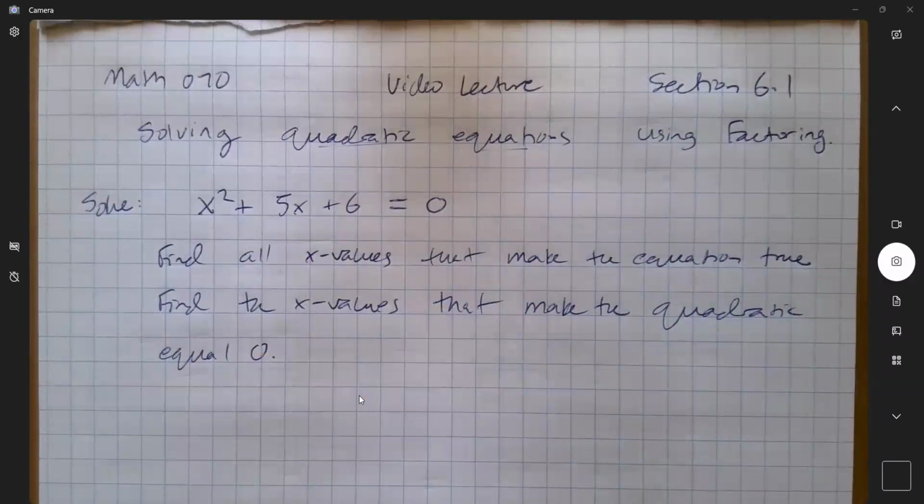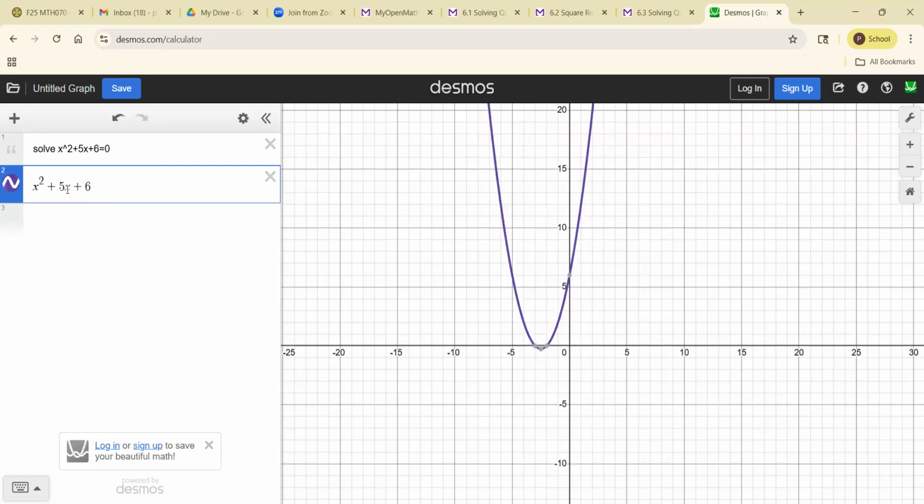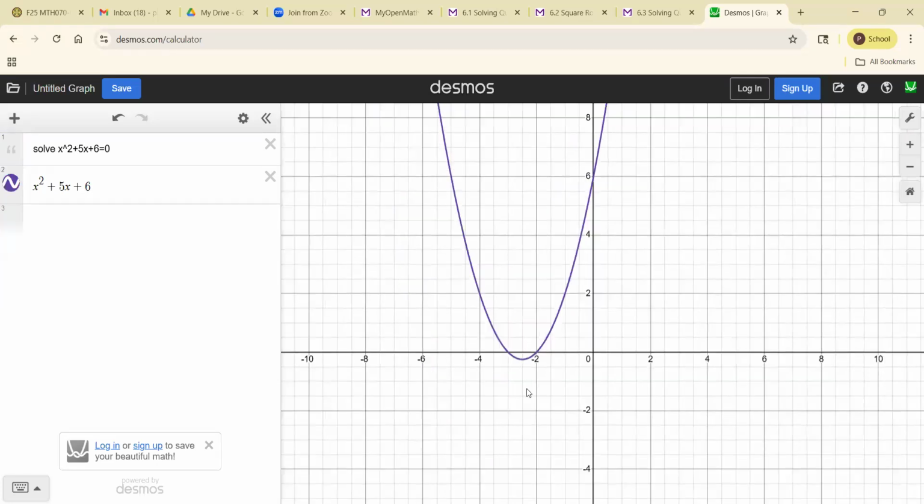So I want to motivate this using Desmos. Suppose I want to solve the equation. Let me put this as a note. Solve x squared plus 5x plus 6 equals 0. So let's take a look at that quadratic expression, the x squared plus 5x plus 6. Solve that equation equals 0. That means we want this value or this function to equal 0. And if I zoom in, I can see two places.